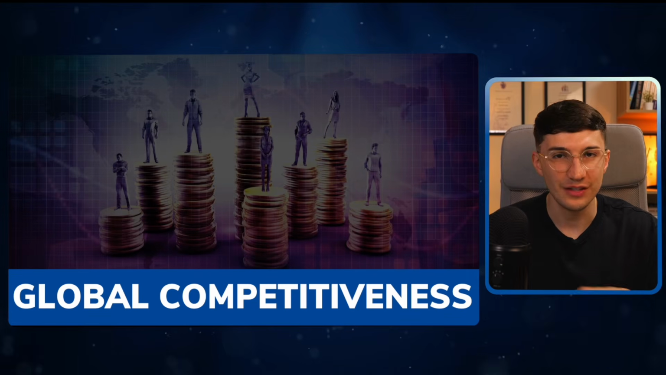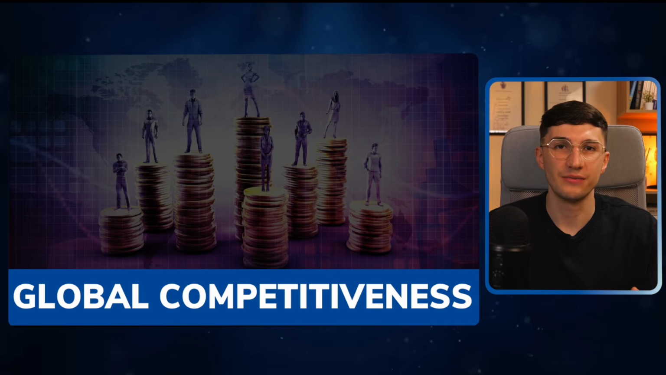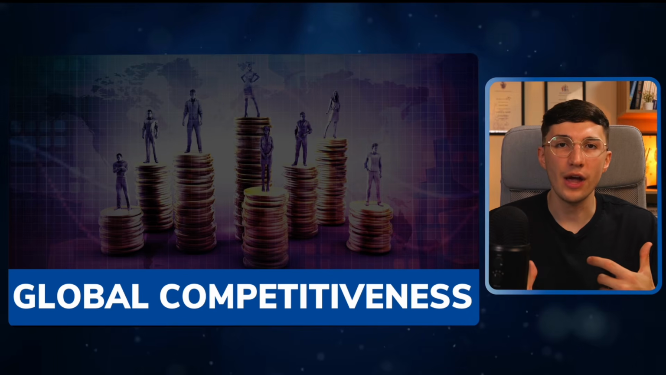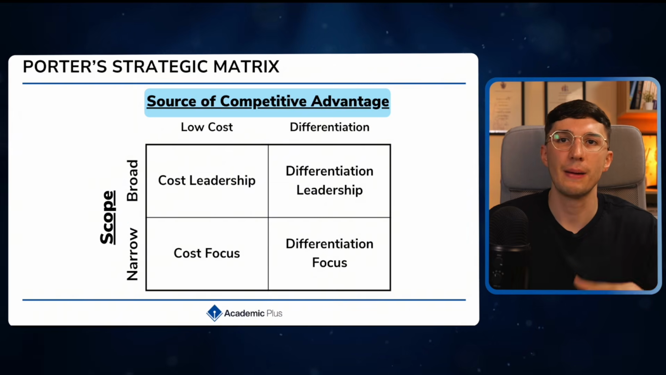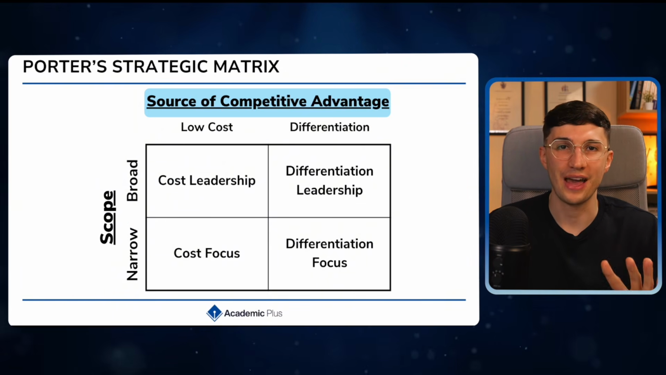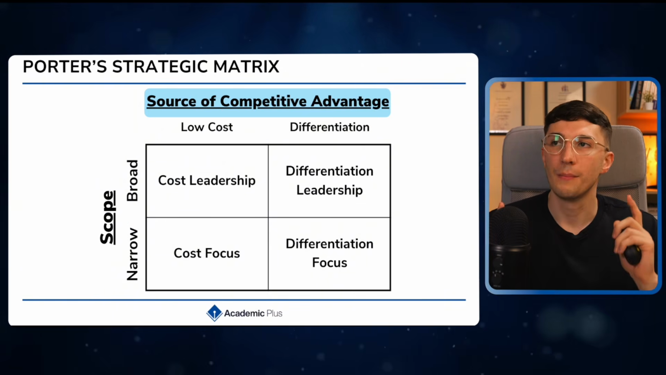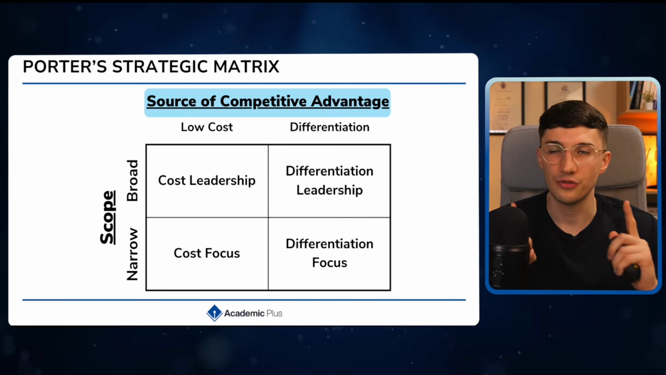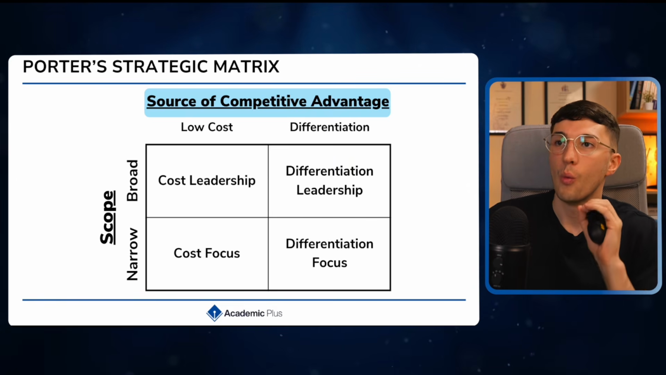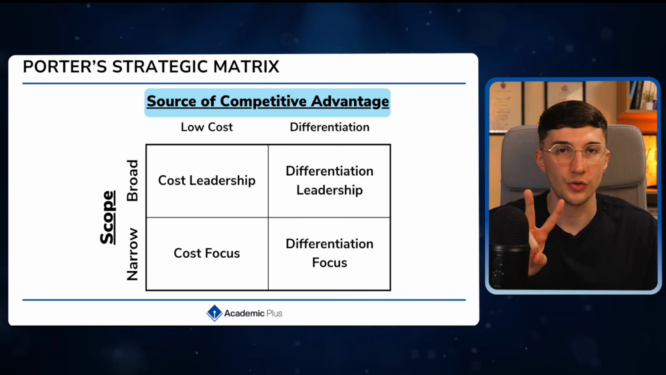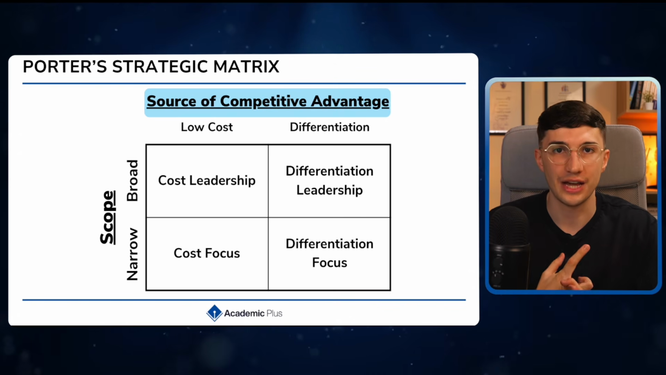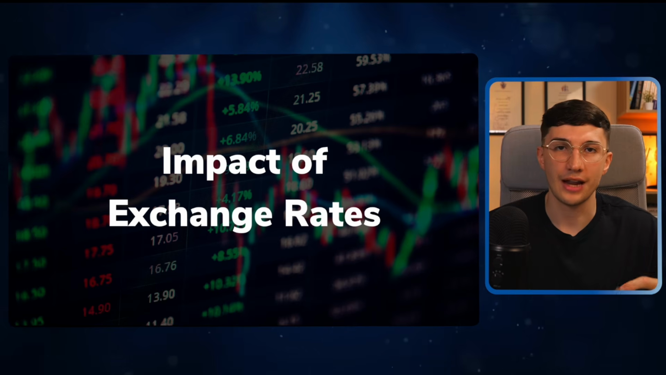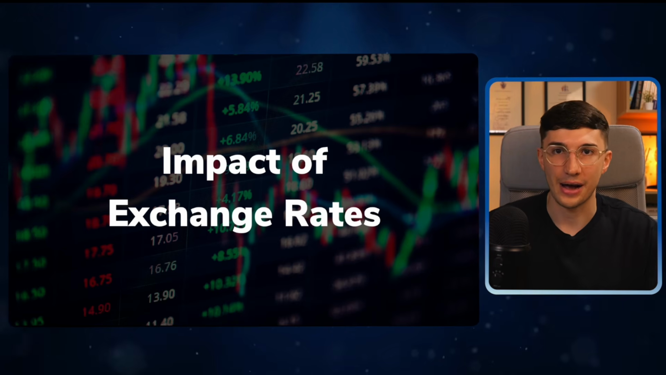And the last topic in this revision video that we need to take a look into will be around global competitiveness. So essentially, we need to find what impacts the competitiveness of a business on a global basis. Now remember, whenever we talk about competitiveness and competitive advantage, please refer to Porter's strategic matrix back from theme 3. Now, what he argued is that there are two sources of competitive advantage, either through low cost or through differentiation. So what we want to look at now are some different factors that may impact some of these.